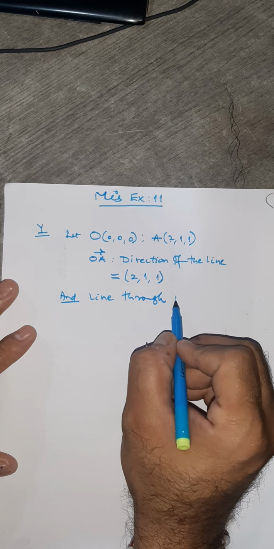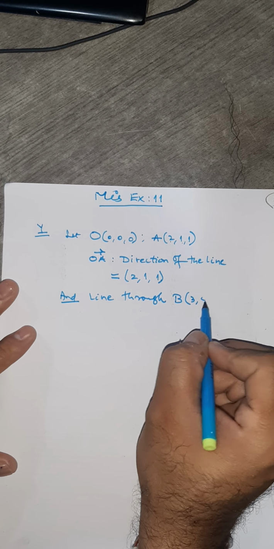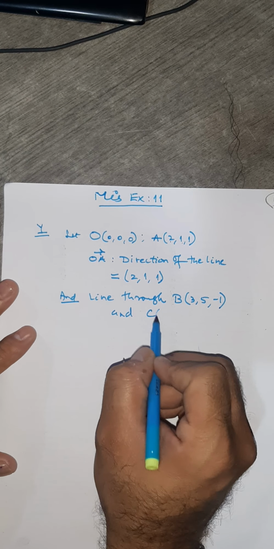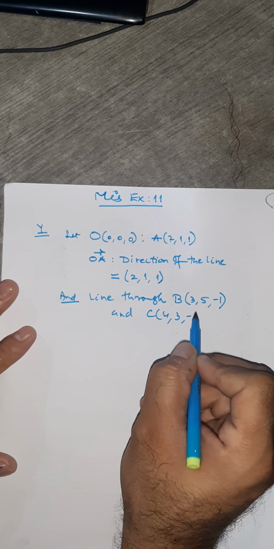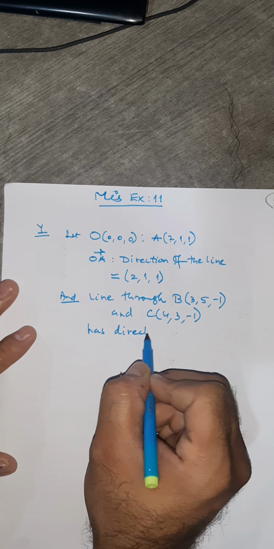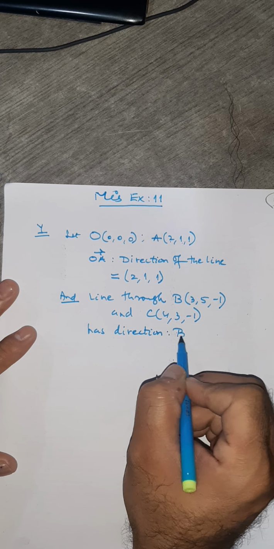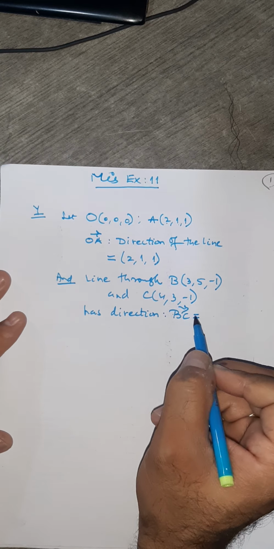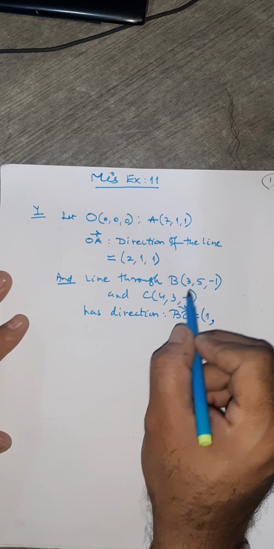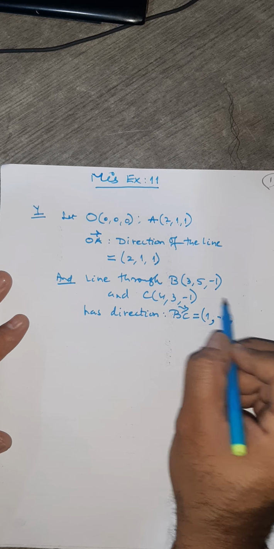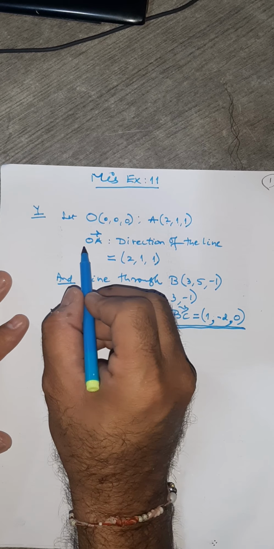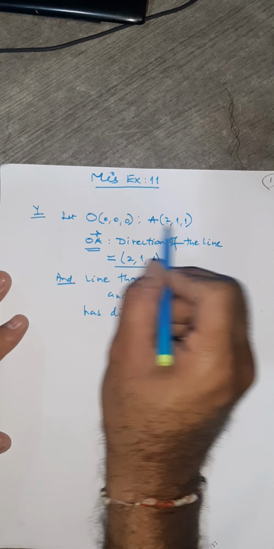And the line through which 2 points? Let me call them B (3, 5, -1) and C (4, 3, -1). Let me write the vector BC, which is given by C minus B: 4 minus 3 is 1, this is -2 and this is 0. So this is the direction of the line through these 2 points.